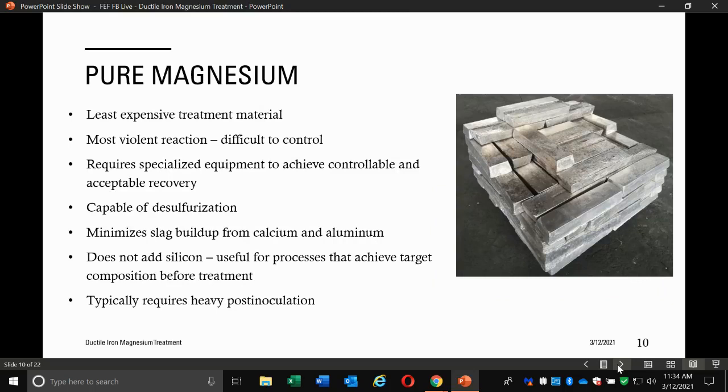And finally, the least expensive treatment material to use is pure magnesium, but it does come with a caveat. Pure magnesium has the most violent and difficult to control reaction that requires specialized equipment to effectively use. Some more advantages, though, are it's capable of desulfurization. It minimizes slag buildup that is caused by additives and alloy treatment materials. Pure mag doesn't add silicon, which can be useful for foundries that hit target chemistry before treatment. The lack of additives, though, often means it needs heavy post-inoculation.